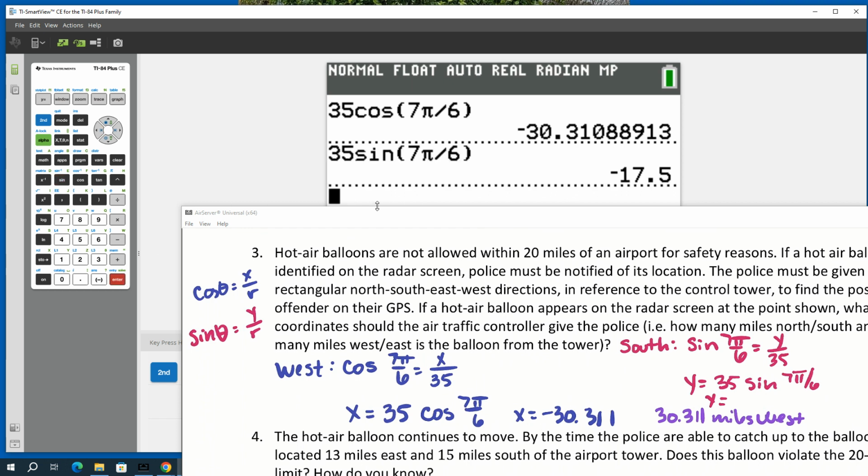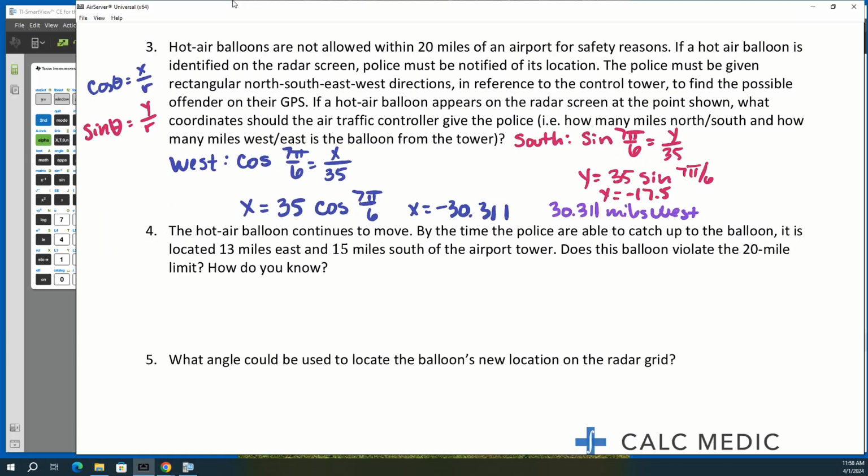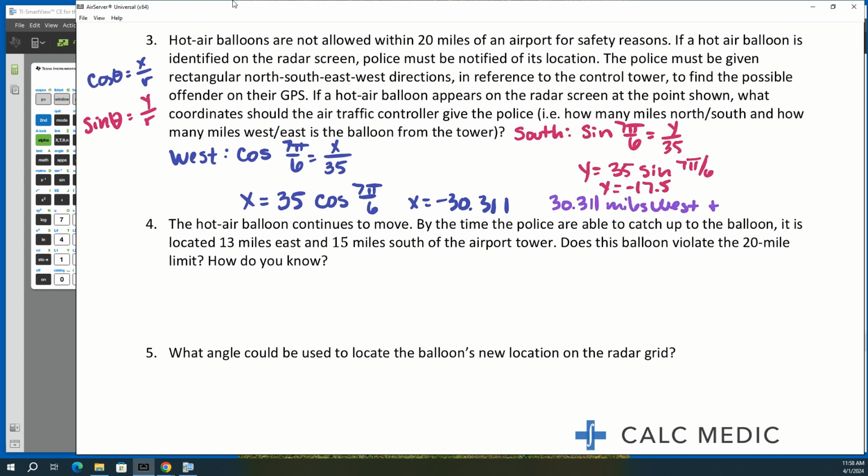All right. So we can tell the police officers that it's 17.5 miles south of the tower.